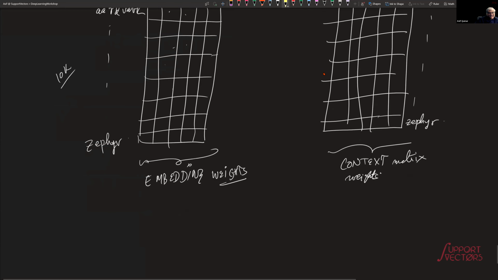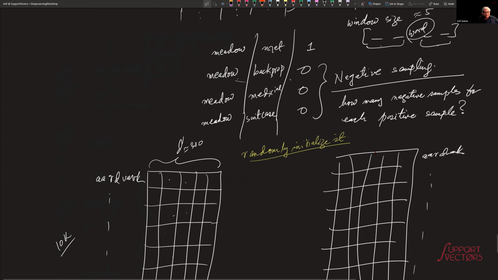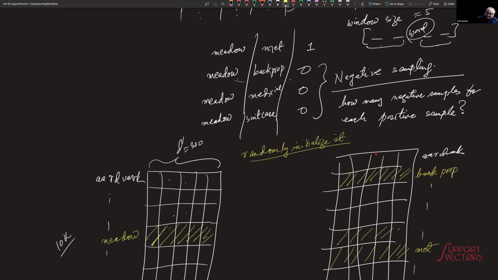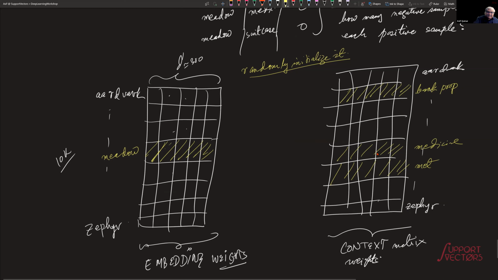Now the process is quite simple actually. What you will do is, suppose you have the word. Meadow has the words met, backprop, and medicine. So let's take meadow. The word in context is meadow. So let's just say that this is the word meadow. Somewhere in here is the word met. Somewhere up here is the word backprop. And somewhere in here is the word medicine, let's say. And somewhere way down below is probably the word suitcase. Well, I didn't keep enough space for suitcase, so let me say suitcase is here.